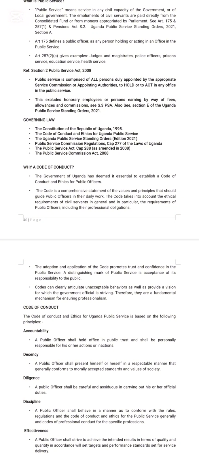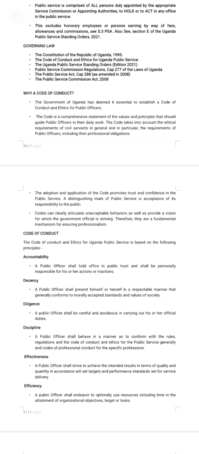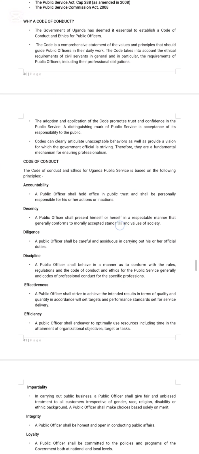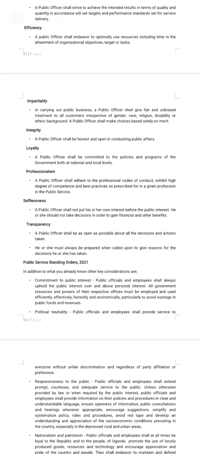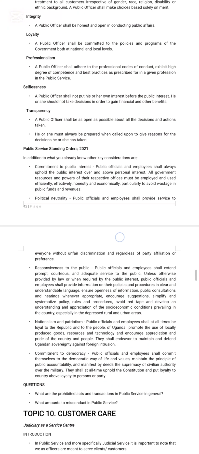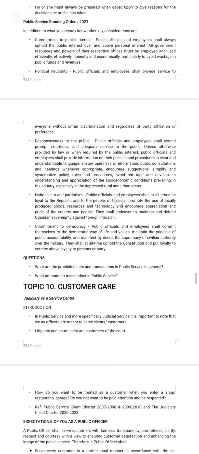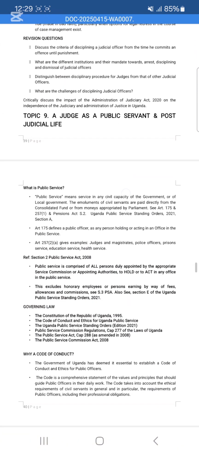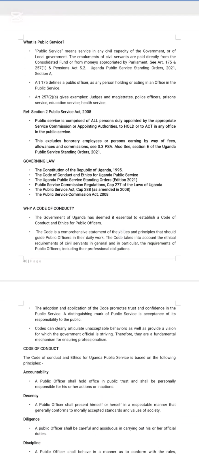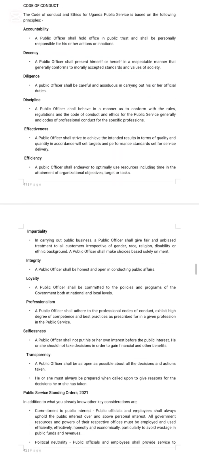Public service is comprised of all persons duly appointed by the appropriate service commissions. Governing law: the Constitution, the Code of Conduct, the Uganda Public Service Standing Orders, as well as Public Service Commission regulations. Code of Conduct: accountability, decency, diligence, discipline, effectiveness, efficiency, impartiality, integrity, loyalty, professionalism, selflessness, transparency, public service standing orders. So basically, that's what we have called judicial officers as public servants, and we can see they are governed by the Constitution as well as the Public Service Commission regulations.